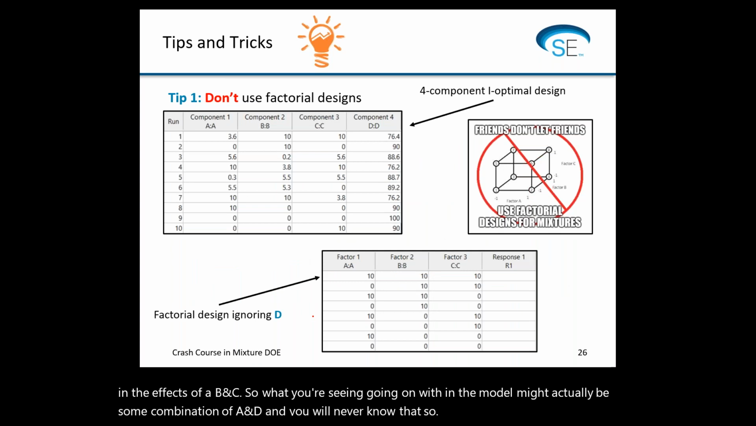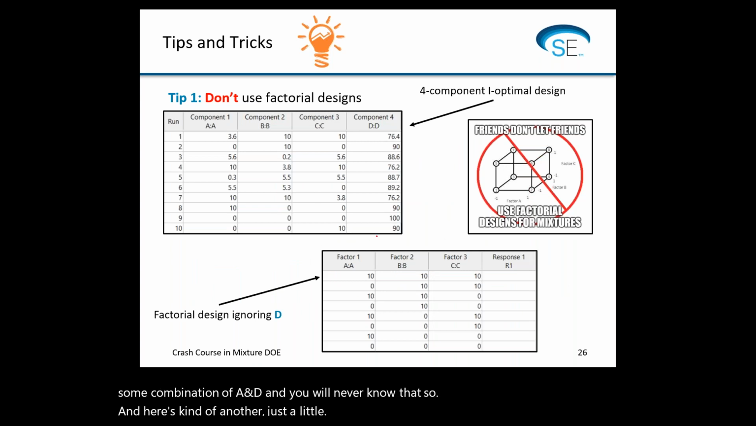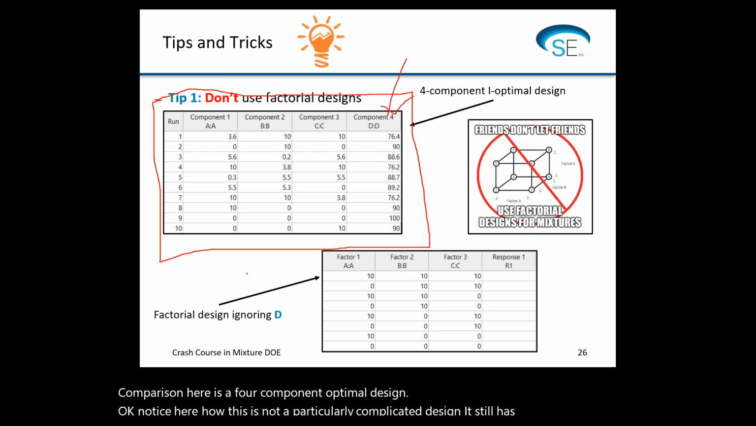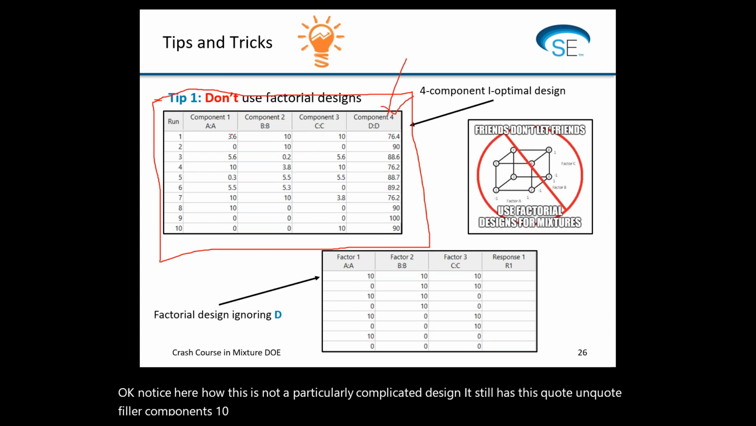And here's just a little comparison. Here is a 4-component optimal design. Notice this is not a particularly complicated design. It still has this quote unquote filler component. It's 10 runs, but notice how I have points in the middle. I have edges. I have some points in the interior, like at run number 4.